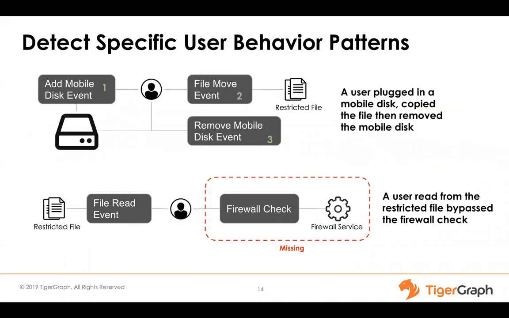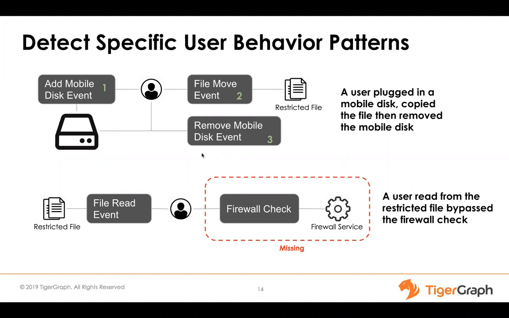Okay, let's use some examples here. There are two examples for pattern matching. The first one detects a pattern in the graph if a user adds a mobile disk to the server and then performs a file moving event. And then after that, he removes the mobile disk from the server. So this is a graph representation of that type of pattern.